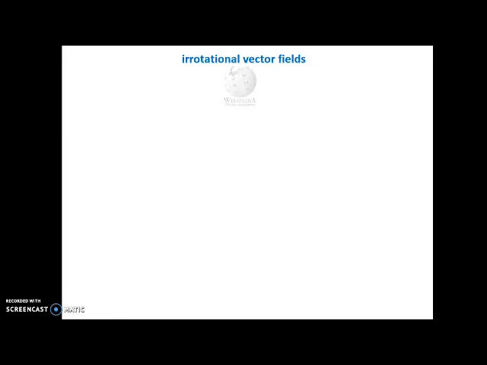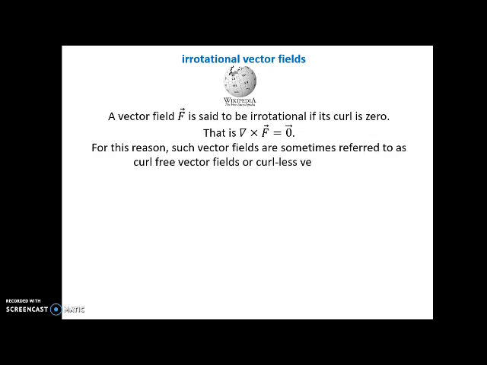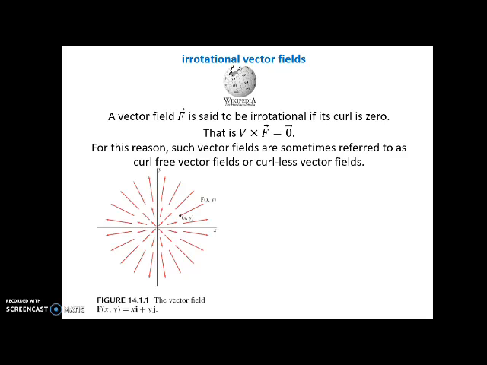Irrotational vector fields, from Wikipedia. A vector field f is said to be irrotational if its curl is 0, that is, if del cross f is a 0 vector. For this reason, such vector fields are sometimes referred to as curl-free vector fields or curl-less vector fields. So here's an example of a vector field, xi plus yj.